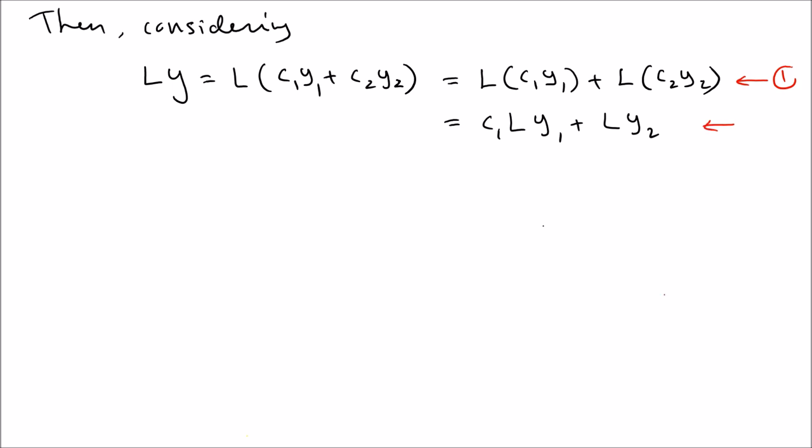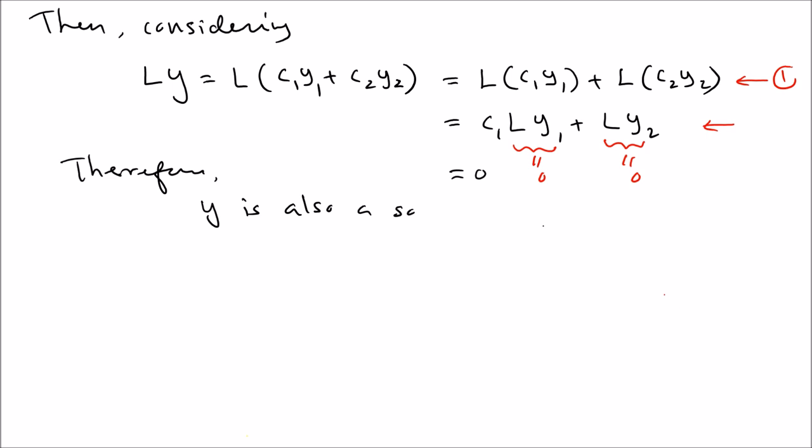What we know now is that since y1 is a solution, this has to be 0. Since y2 is a solution, this has to be 0. So 0 plus 0 means the whole thing is 0. This says that Ly equals 0. So this implies that y is also a solution. So that's the proof, a very simple proof using linear operators. That's what you call the superposition principle.